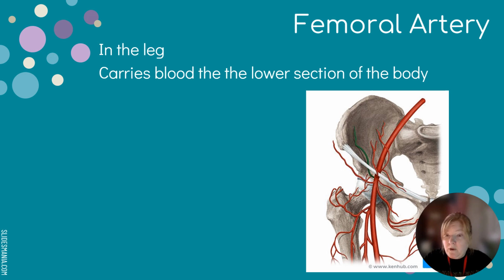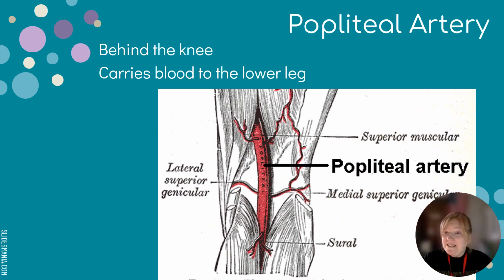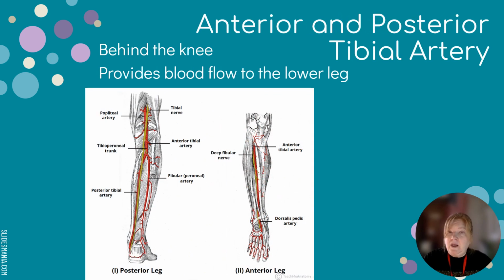We have the femoral artery, that's in the femur, right? We have the popliteal artery, that's along the posterior, the back of your knee. We have the anterior and posterior tibial artery. So there's anterior tibial artery and posterior tibial artery. And they are going to be along your lower leg, okay? Anterior tibial artery is closer to the front, posterior closer to the back.